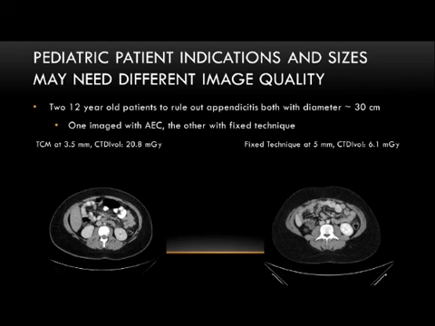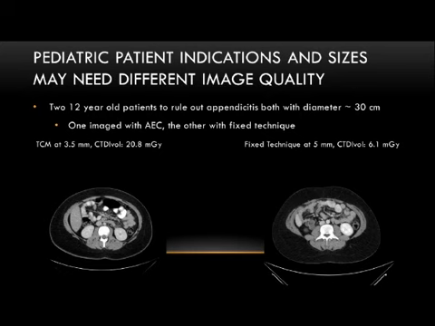Both were done to rule out appendicitis, right? One was done using the adult tube current modulation, and the CTDIvol on this was 20.8 milligray. And the other one was done using, at our institution, fixed protocols for pediatric patients, just because of the number of different types of scanners we have. It just made sense to try and do this.